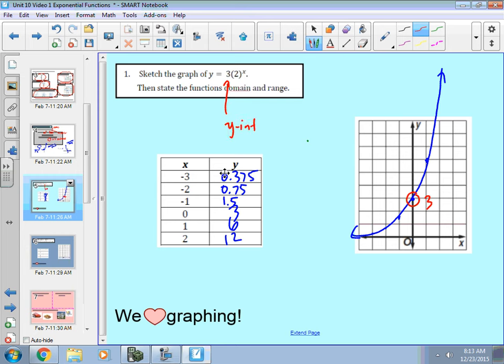Okay, and then this problem's just going to keep doubling every time, so it's going to start going up very fast here on this right side because the values keep doubling. This side's getting closer and closer to 0.